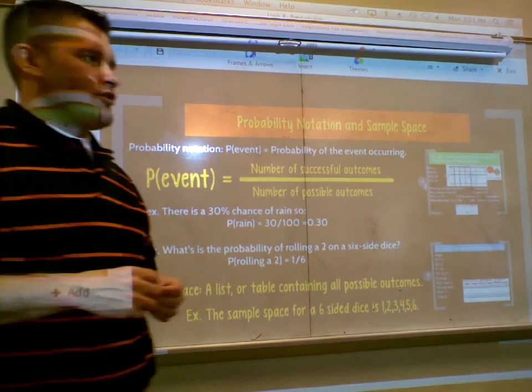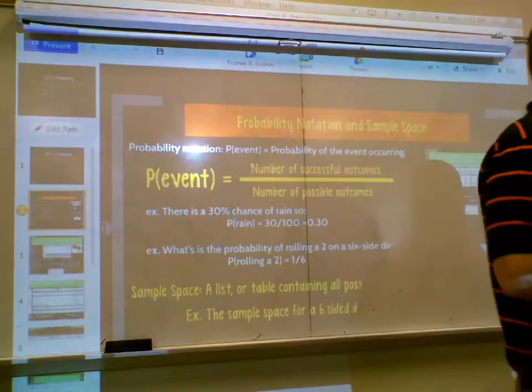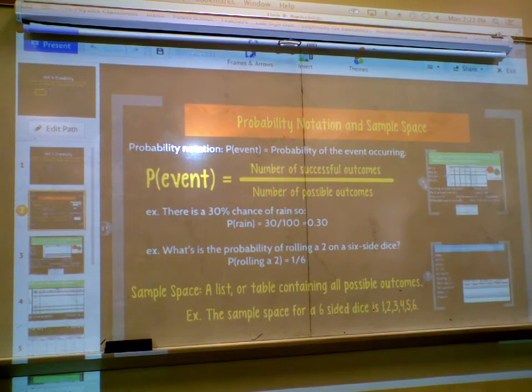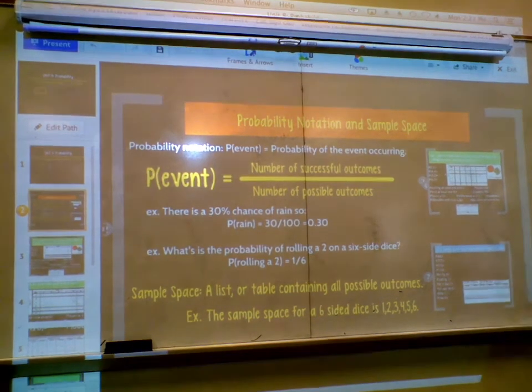Right? What about for birthday months? There's 12 months. So our sample space would be January, February, March, April, May, June, July, August, September, October, November, December. Right?